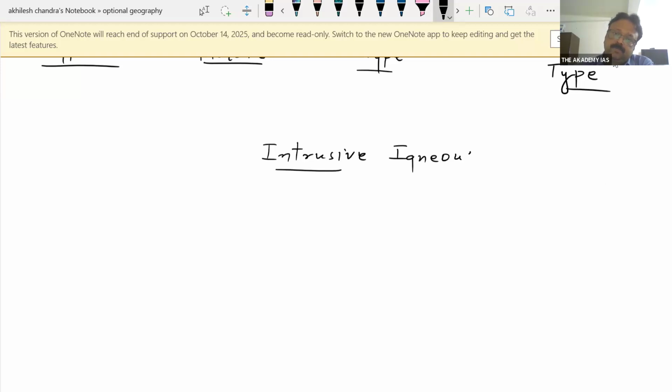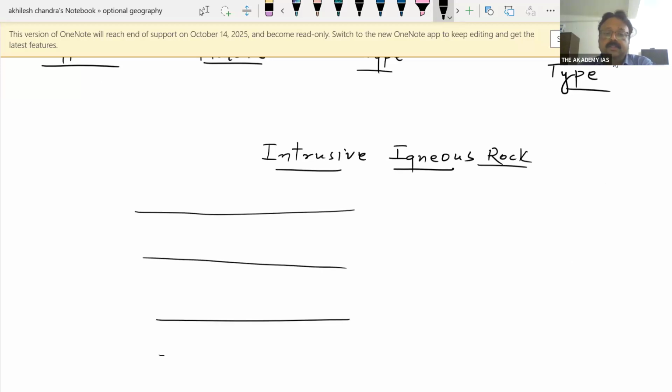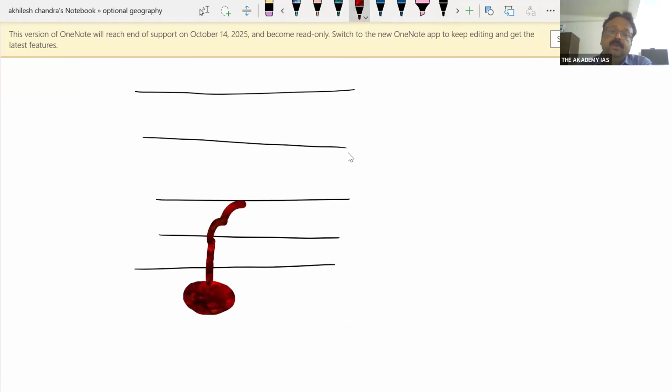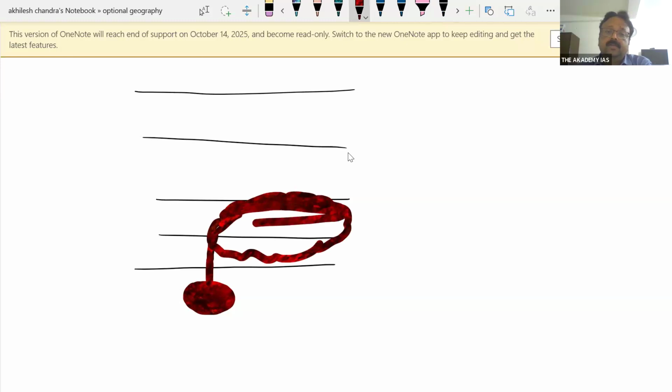So intrusive igneous rock is of two types. One is deep-seated igneous rock. These are the crustal rock, earth crust, and there is magma that gets solidified. There is solidification of magma. So obviously there will be a magma chamber. This is the magma chamber, and the magma comes out and gets solidified much deeper in the crustal rock, much deeper.